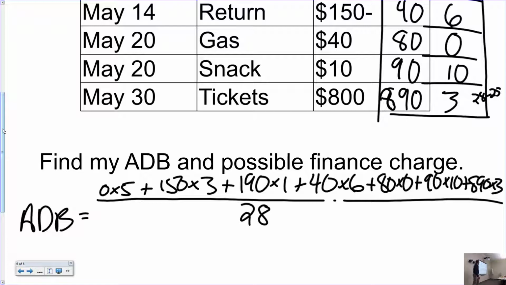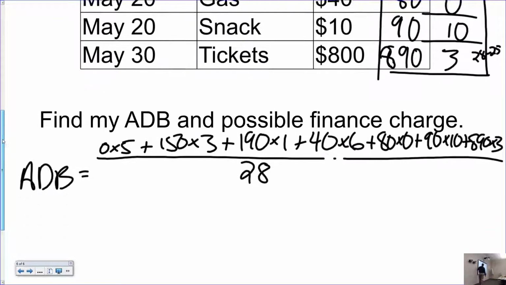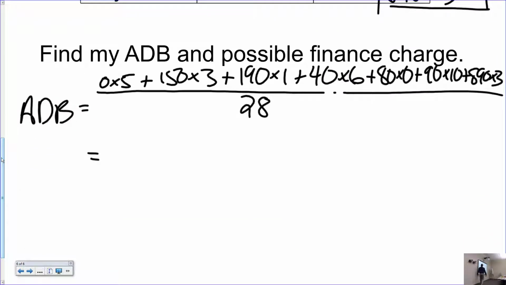So, did you guys punch this out? What'd you get? Shouldn't be that big. I came up with $158.93. Same. What did you say? Okay.